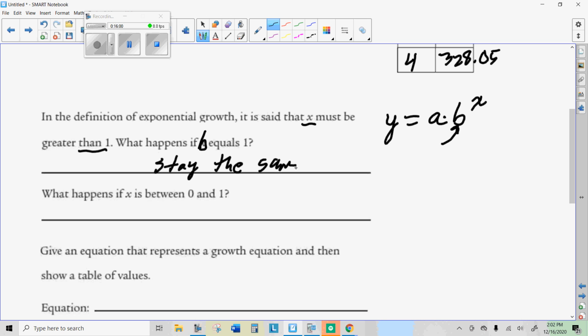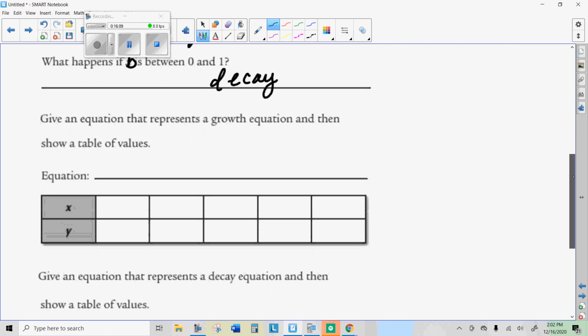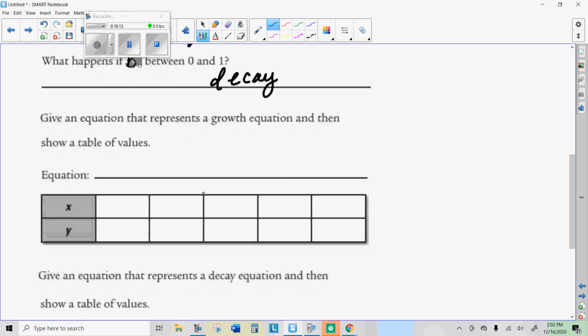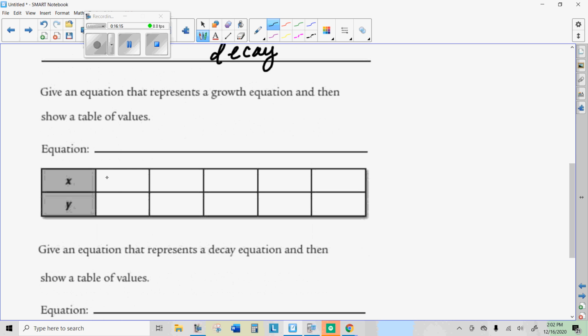If it's between 0 and 1, you're going to get decay. So we're saying if b is between 0 and 1. Okay, I'm going to put some values in here, and then I'll let you get the equation for those values. So let's just put these numbers for x. And we want a growth equation, which means I need to multiply by a number above 1. And this number I have in my head, and you have to figure out what number I'm using. But I'm going to go like this. And I'm going to let you finish the last two.